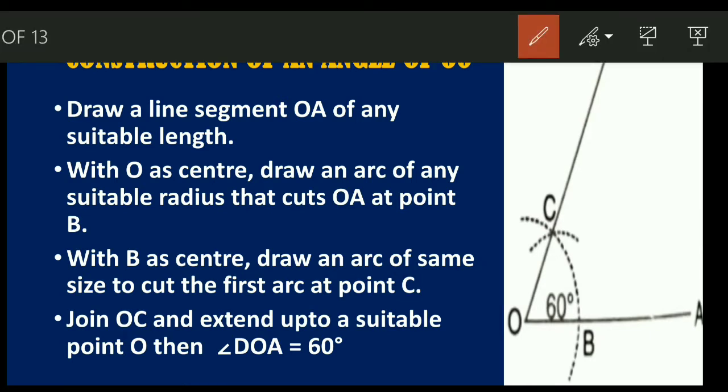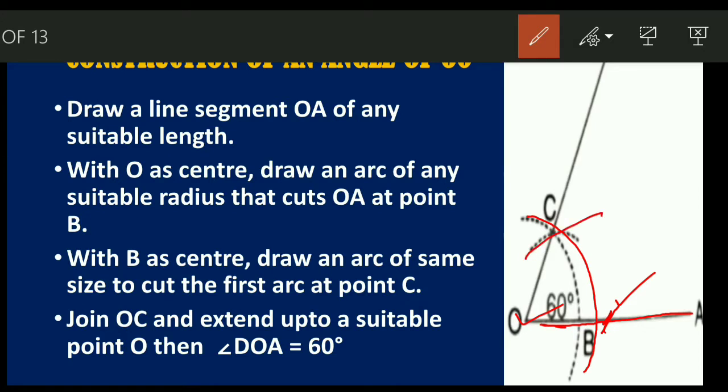So first of all, you take a ruler and draw any length. Say I have drawn OA as 5 centimeter. Now take O as the center, draw one arc with your compass. Now when you have drawn one arc, it will cut the line OA. Where you are cutting the line OA, name it as B, and put your compass at B, and then cut this arc.